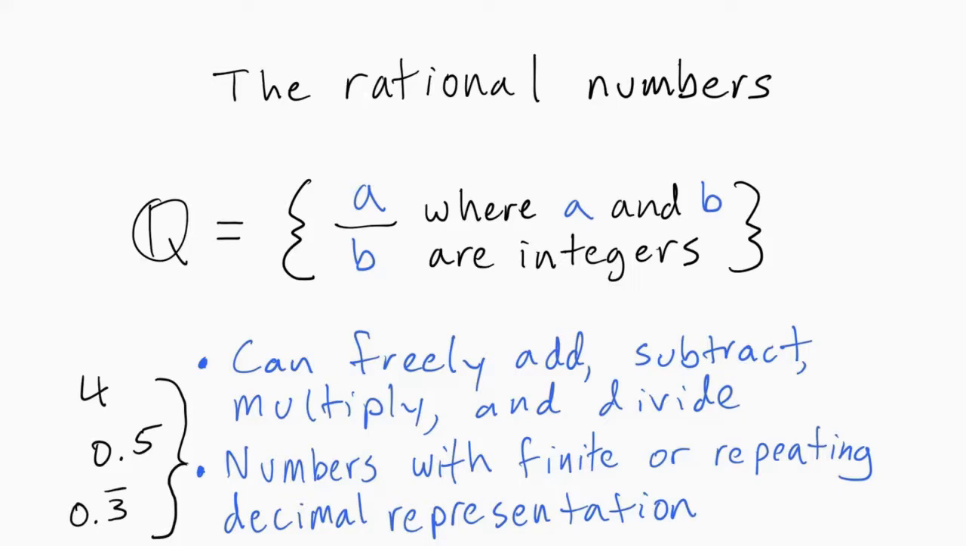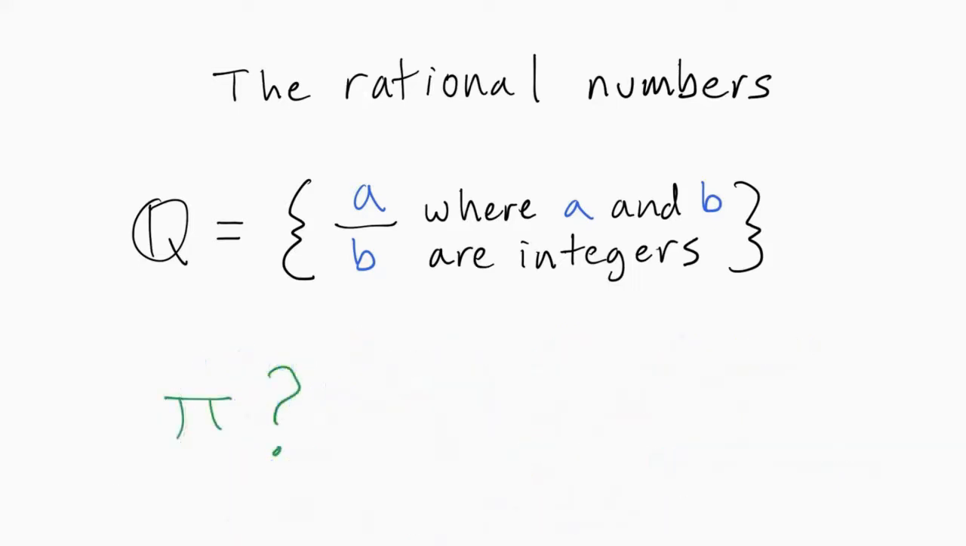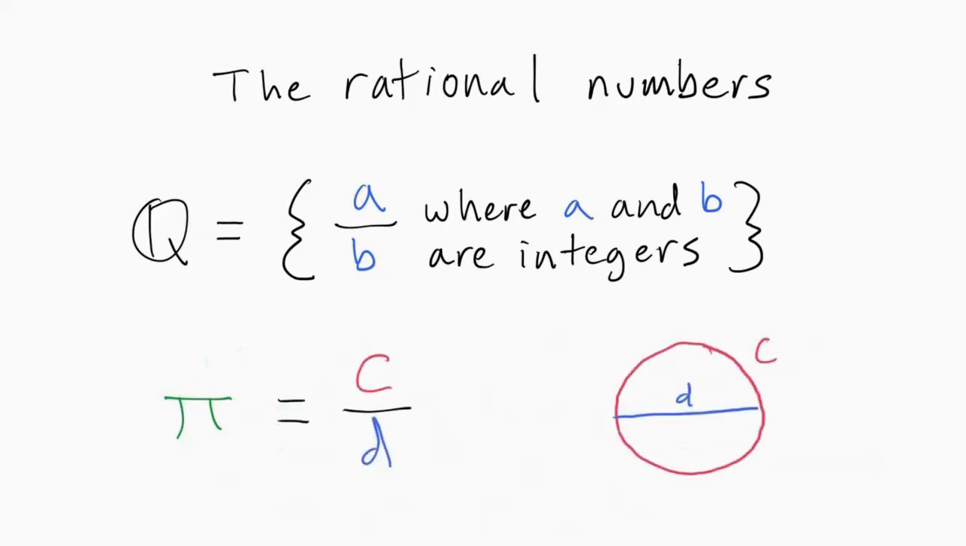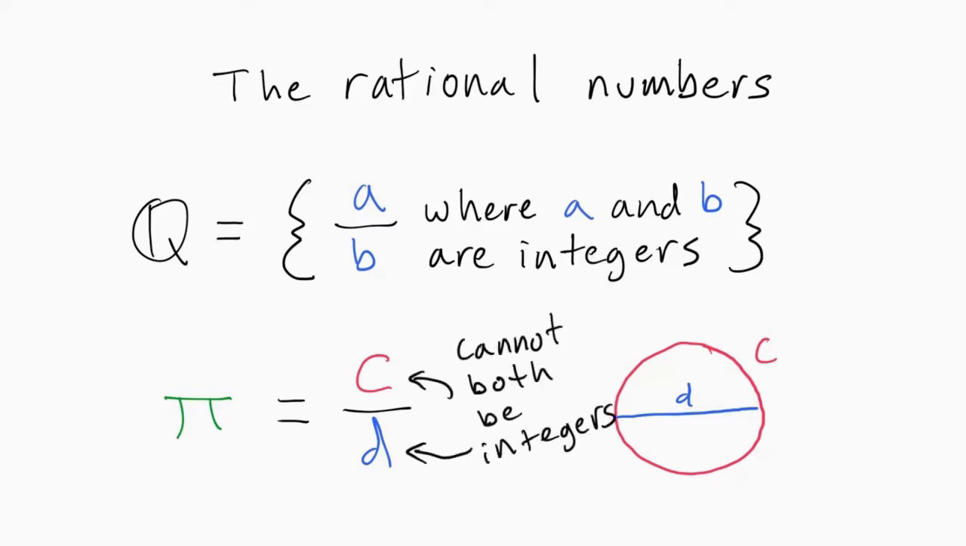As robust as the rational numbers are as a number system, there are still some numbers that we haven't accounted for, no pun intended. What about pi? For those of you who don't know, pi is defined to be the ratio from the circumference to the diameter of a circle. Note that this value is the same no matter how big the circle is, because all circles have the same proportions. Since pi is defined to be a ratio, we might hope that it's a rational number, but it turns out that the circumference and diameter of a circle cannot both be integers at the same time. If a circle has an integer diameter, it doesn't have an integer circumference, and vice versa.